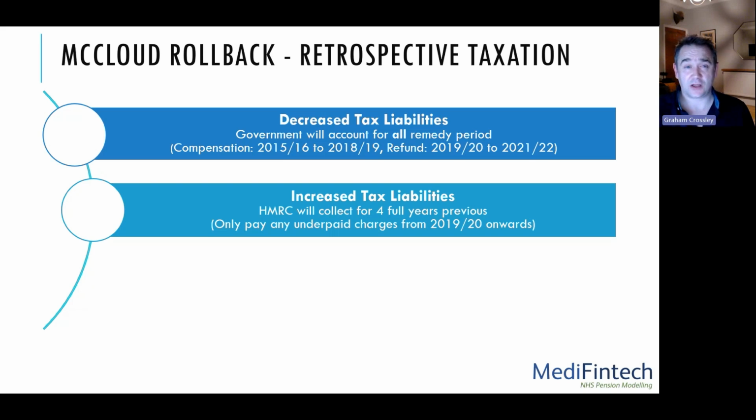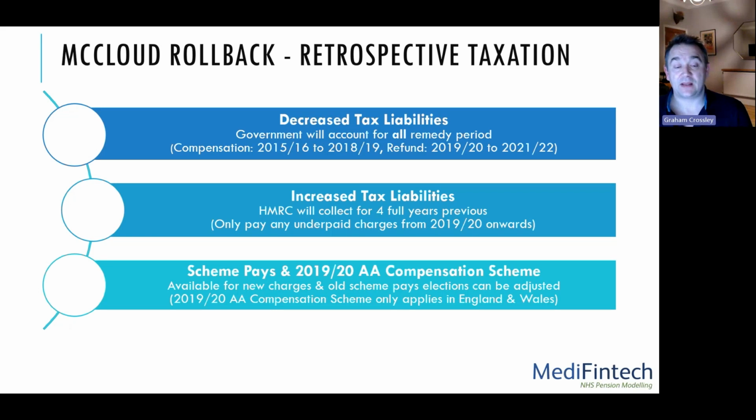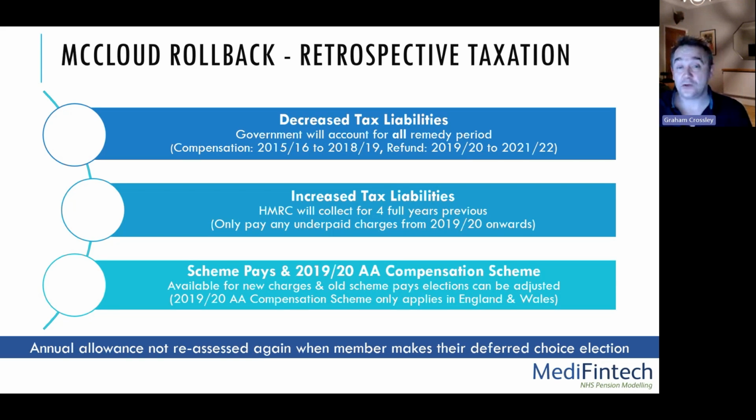So we now have these in-scope years and out-of-scope years. So you're only going to have to pay tax if there's an unpaid charge from 2019-20 onwards. And if you have paid any of these charges using scheme pays, well, you'll be able to go back and amend those. You will also be able to use it for any new charges. And if you have a new charge for 2019-20, well, you'll also be able to use the annual allowance compensation scheme as well. If you do, however, choose the 2015 scheme when you get to retirement, you won't need to reassess those 7 years. This is only done once as part of the rollback.